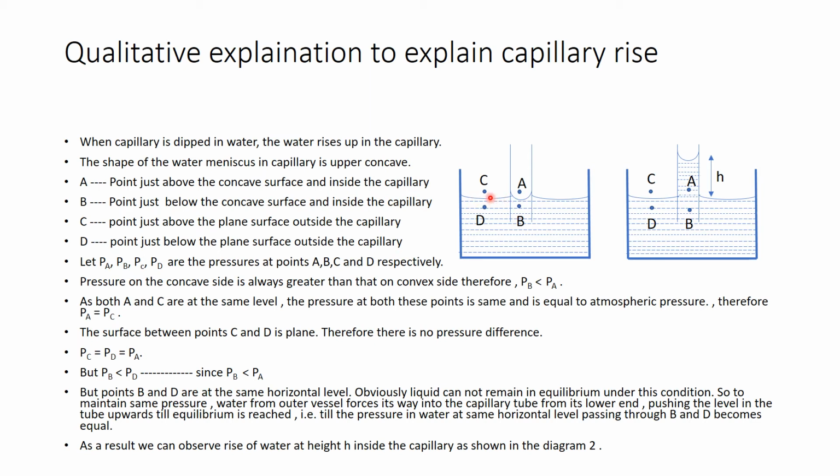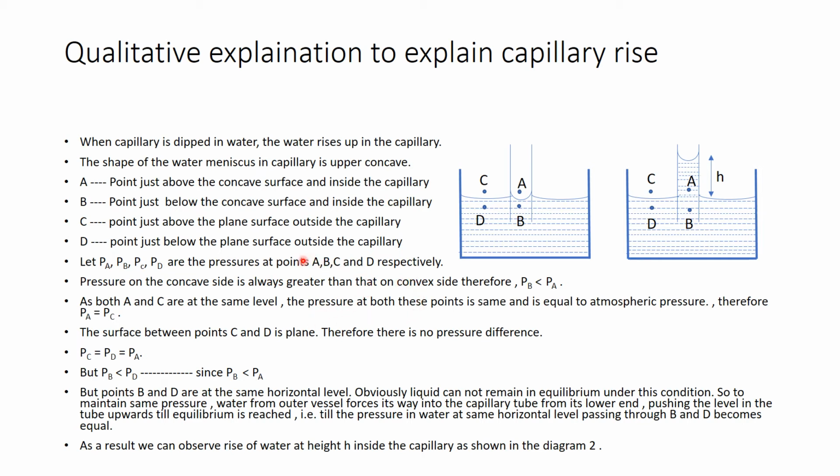Okay. Point C is just above the plane surface and it is outside the capillary. Point D is just below the plane surface and it is also outside the capillary. Let us consider that PA, PB, PC and PD are the pressures at points A, B, C and D respectively.